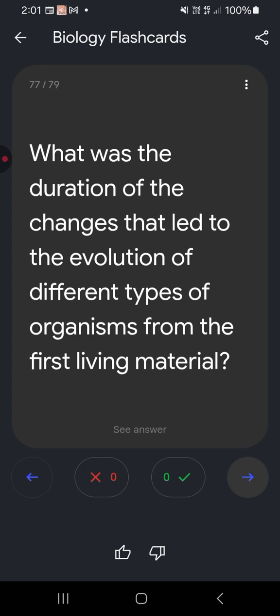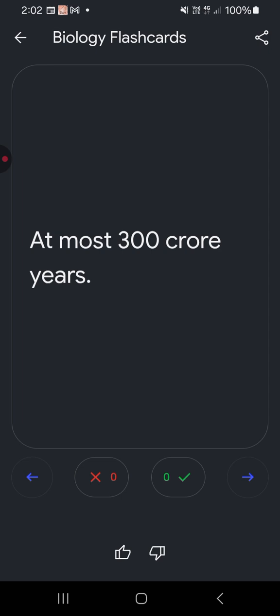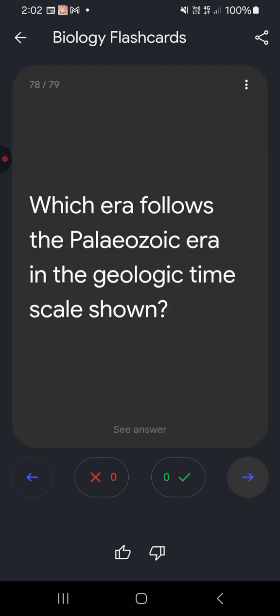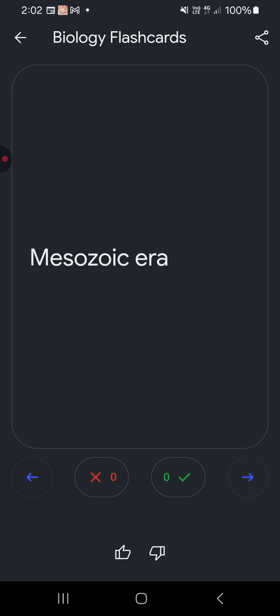What was the duration of the changes that led to the evolution of different types of organisms from the first living material? About 300 crore years. Which era follows the Paleozoic era in the geologic timescale shown? Mesozoic era.